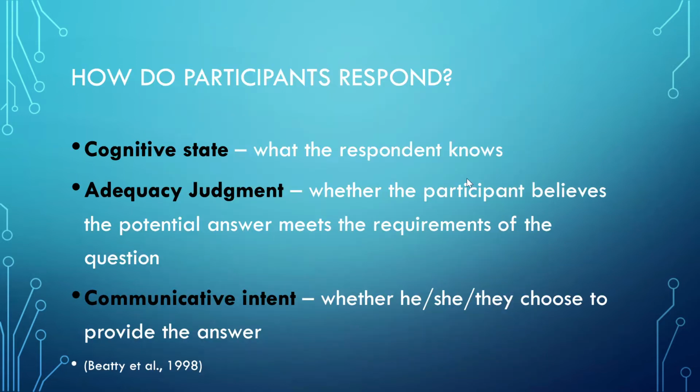Now the second part of this is an adequacy judgment. That's necessary when a potential response involves uncertainty, estimation, or guessing. It's part of the accessible or generatable cognitive states. Think about it this way. If you're asked how many times you logged onto social media last week, you probably won't know for certain unless the answer is once or none.